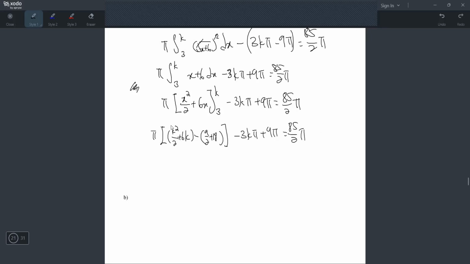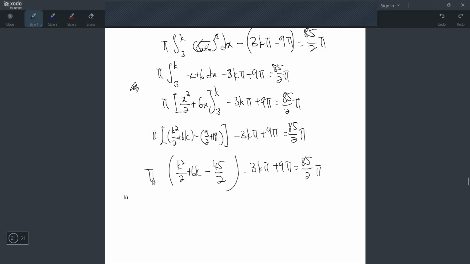Okay, now what? k squared over 2 plus 6k, you can just write it down because you can't do anything. And then minus 9/2 plus 18. So let's press 9/2 plus 18. Calculator gives me 45/2, so it'll be negative 45/2. But this whole thing has to be times pi, right? And then minus 3k pi plus 9 pi equals 85/2 pi.